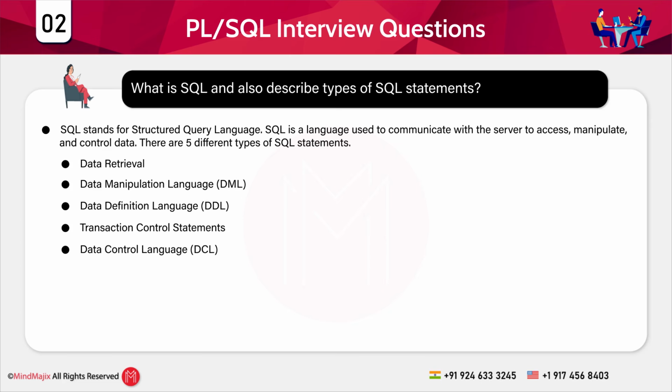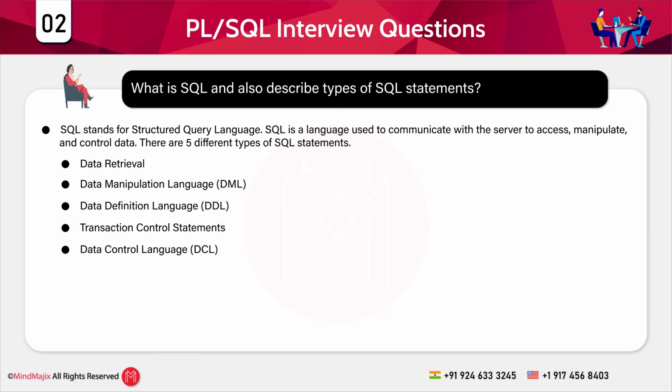And now if you talk about the different types of SQL statements, so here you have, as you can see on the screen, 5 types of statements. The first statement is for data retrieval. So which query do you use for data retrieval? So here you use the select query. Okay, so select star from any particular database. So that is basically a data retrieval statement.